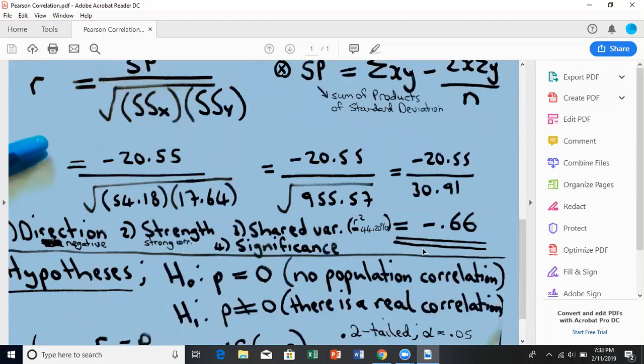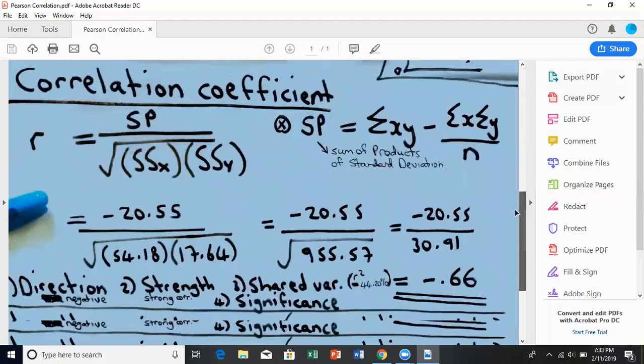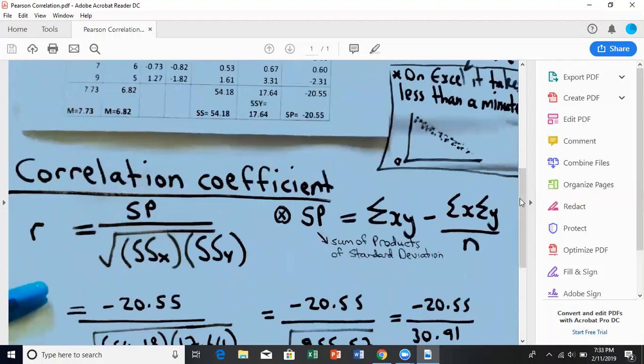So it's minus. So it means that there's a negative direction. So this correlation is in a negative direction. What does it mean, negative direction? It means that as one variable increases, like this, the other one decreases. So that's what a negative direction is. If it's positive, the values will go like this.